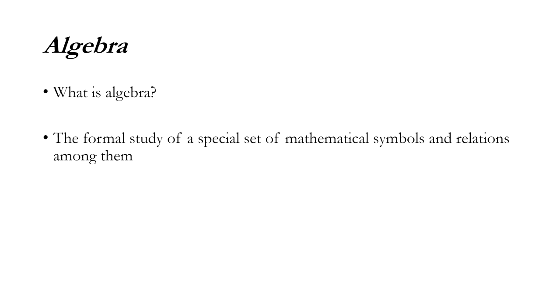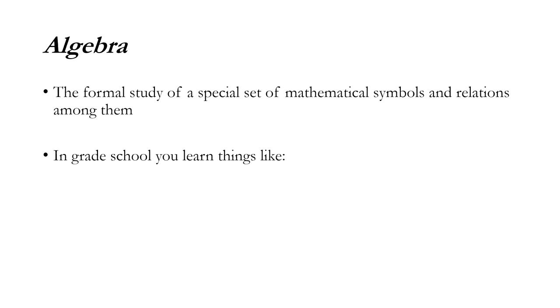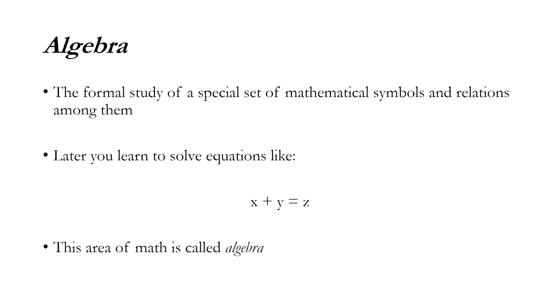What is it? Roughly strictly speaking, it's a formal study of a special set of mathematical symbols and relations among them. In grade school, you learn things like 2 plus 3 equals 5. This area of math is called arithmetic. Later, you learn to solve equations like this. X is a variable, it could be any number. X plus 3 equals 5, we know the answer to that. You also learn to solve equations like x plus y equals 5, or x plus y equals z. So like sets of equations, various numbers could fill in these variables here. This area of math is called algebra.